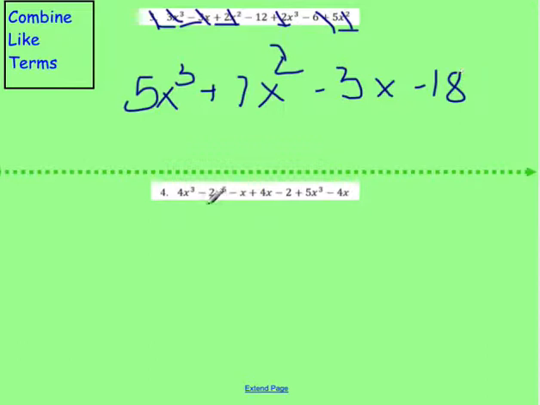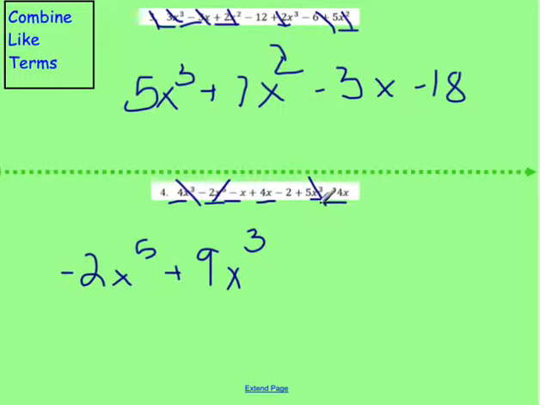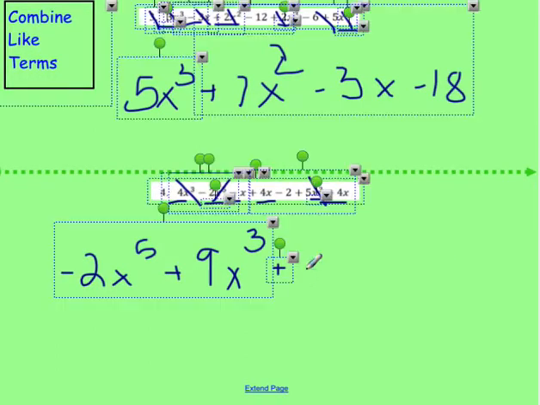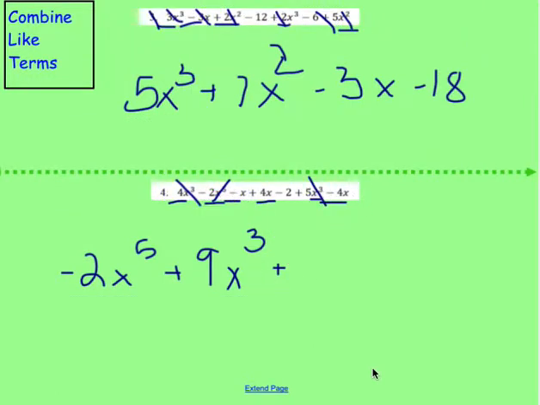Taking a look at one more. Here's our largest exponent. That comes first. Then 4x cubed plus 5x cubed. We're going to add the coefficients to get 9. And then keep that exponent the same. Negative x plus 4x is 3x. Minus 4x is just going to be a negative x. And then last but not least, we have that minus 2. So that's kind of that looking at combining like terms ideas.